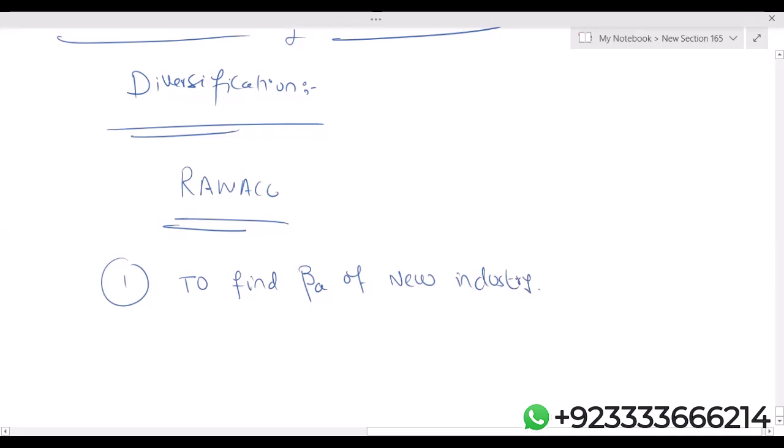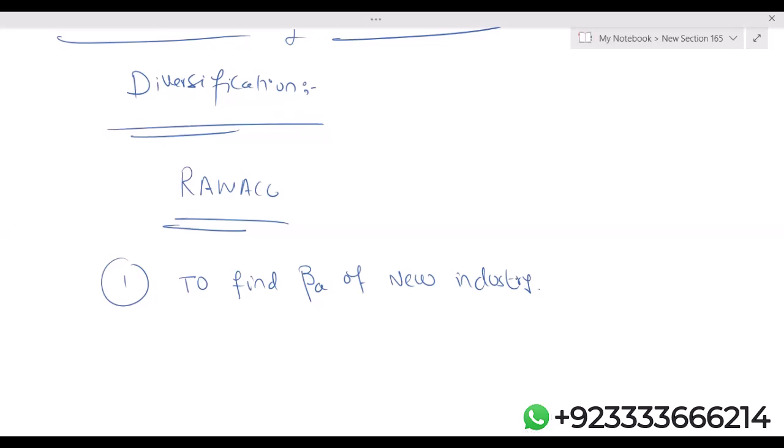So after reading the question, as soon as you come to know that it's a question on diversification, your first step is to find beta asset of the new industry. Now, how to find beta asset of the new industry? Before we discuss that, we should know this. Beta asset is an ungeared beta. Beta asset only measures the business risk. Obviously, when you are making investment in a new industry, your business risk will be different as compared to your existing industry.